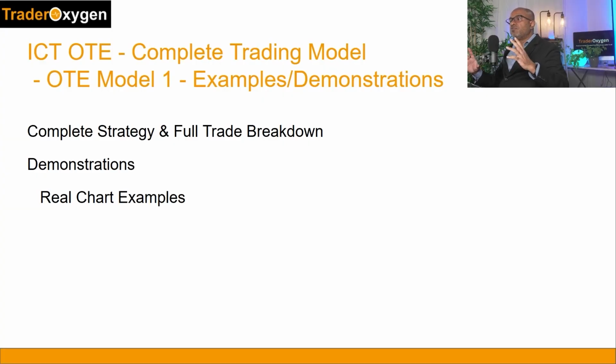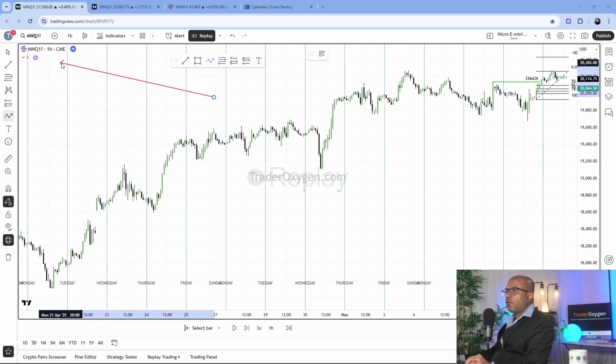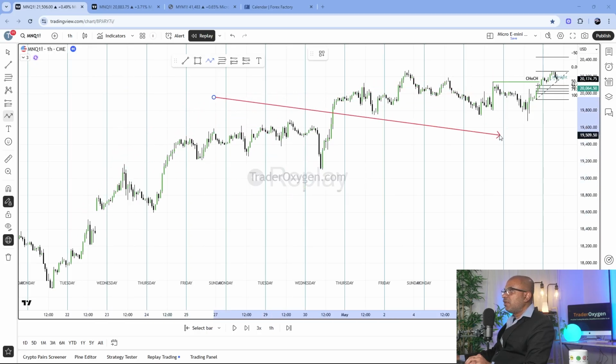Okay, now let's look at OTE model 1. So what we will do now is, we will go and look into real chart examples with demonstrations where you can see this complete strategy and full breakdown being applied into real charts. Okay, so I'm in the micro mini Nasdaq index futures 1 hour chart. So in the 1 hour chart, you can see the overall trend is an uptrend, making higher highs and higher lows. So we'll be looking only for buy entries at this stage and not for sell entries.